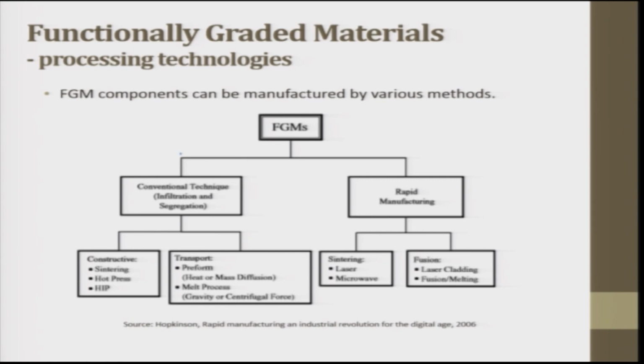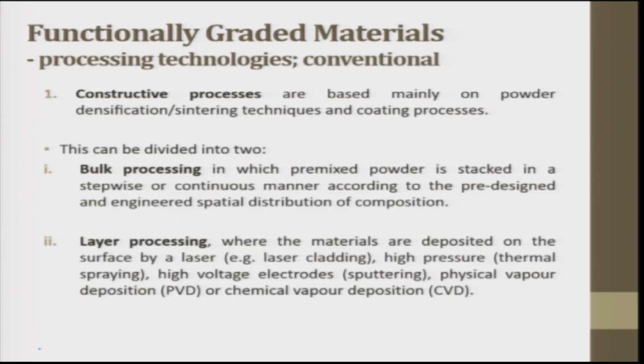Now, FGMs can be obtained using the conventional techniques and rapid manufacturing techniques. These techniques we have discussed in the course: fusion, laser sintering, then microwave sintering, laser cladding, then LPS, liquid phase sintering, all those processes. So, conventional techniques are generally constructive and transport. Just to have a quick glance on these, the constructive processes are based mainly on the powder densification or sintering techniques and coating processes. This can be divided into two parts: bulk processing and layer processing.